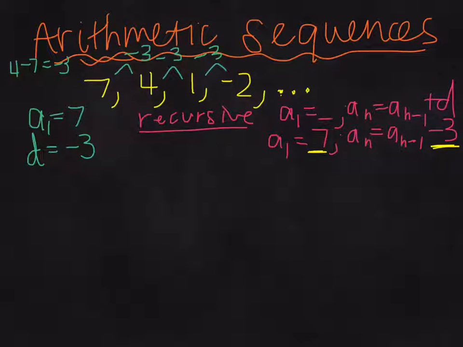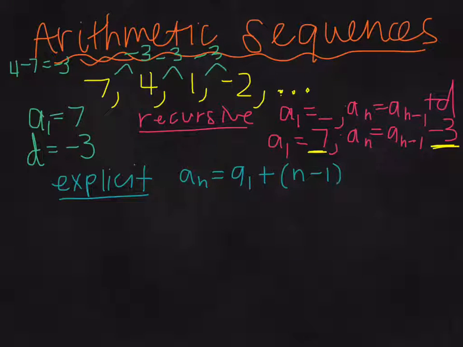So now let's look at your explicit formula. Explicit formulas are usually a lot more beneficial for you. The formula is a sub n equals a sub 1 plus, parentheses, n minus 1, times your common difference. So we have a sub n equals your first term, which is 7, plus n minus 1 times negative 3. Now this one we do need to remember we have to simplify.